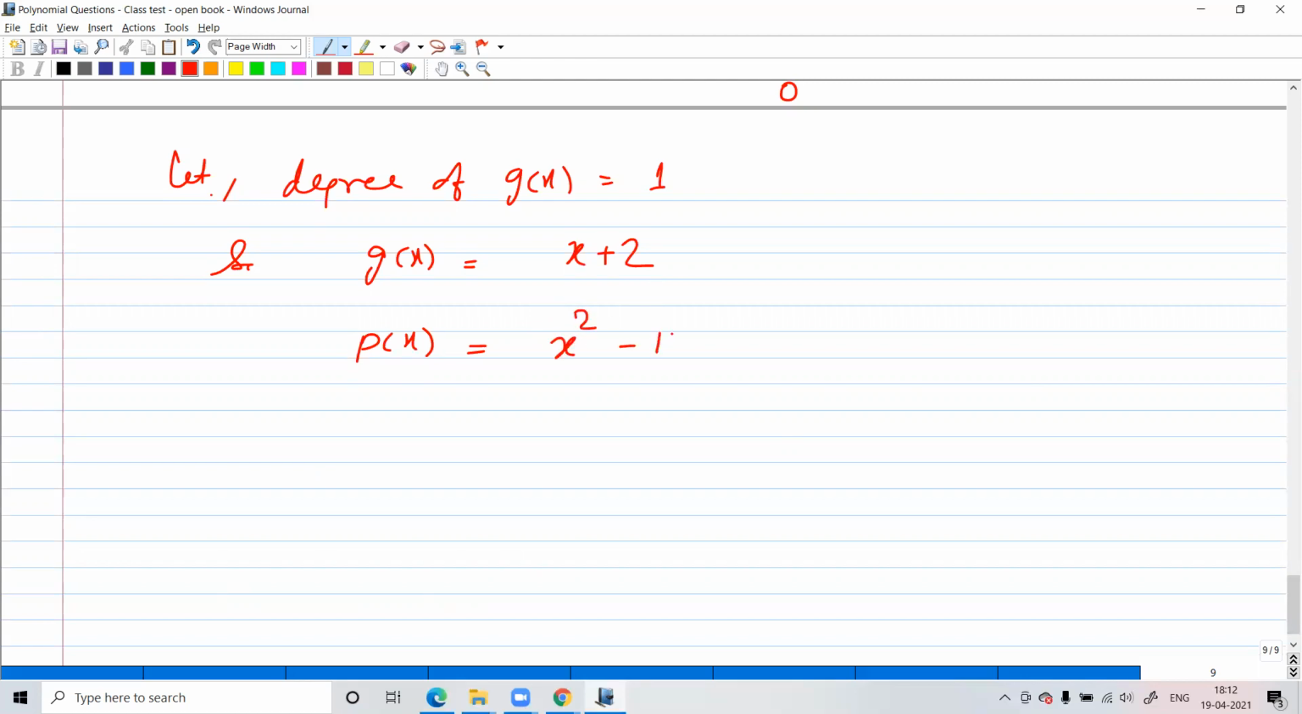x square minus 5x plus 3. Okay, then do the division. So it will be x plus 2 dividing x square minus 5x plus 3. Do the division, guys. See if anyone can do it faster than me. I'll try to do it a little slowly.